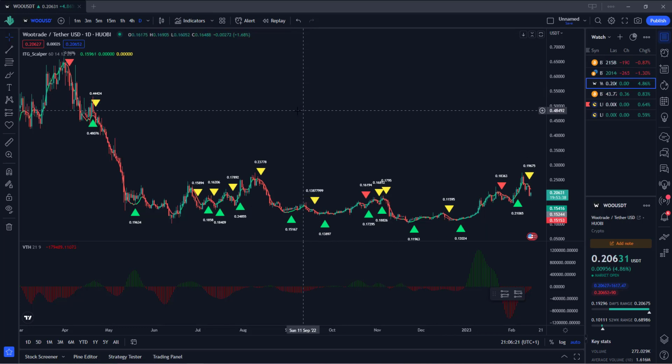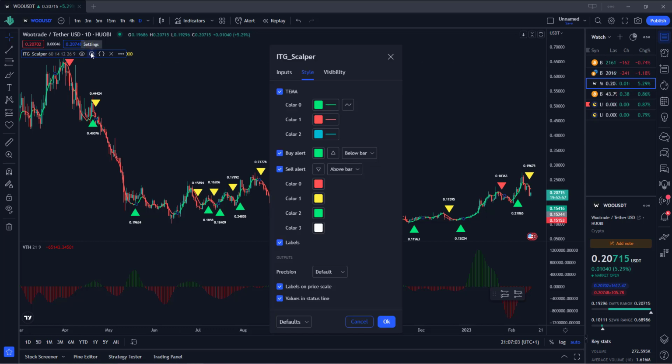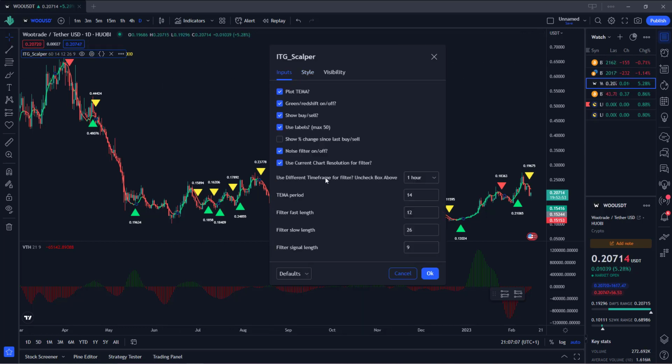All right, so first things first, we have these two indicators added to our TradingView. What we will do now is add some adjustments to the Itg Scalper indicator. Now let's adjust some of the settings. The time frame for the filter is going to be 5 minutes, because of course we are going to trade on the 5-minute time frame.